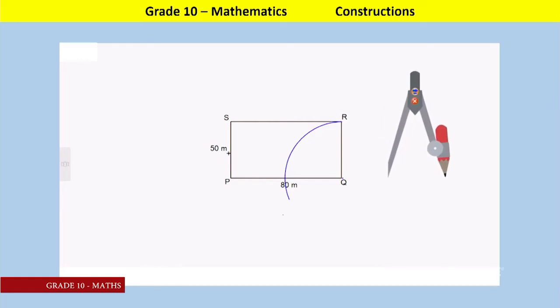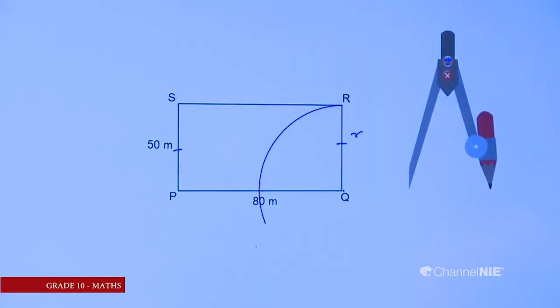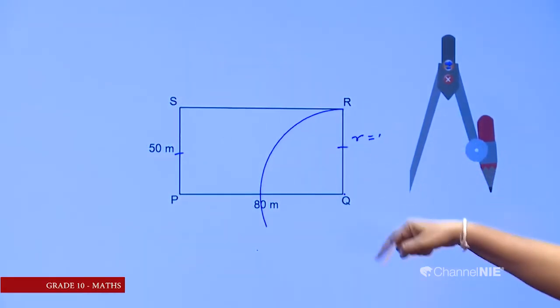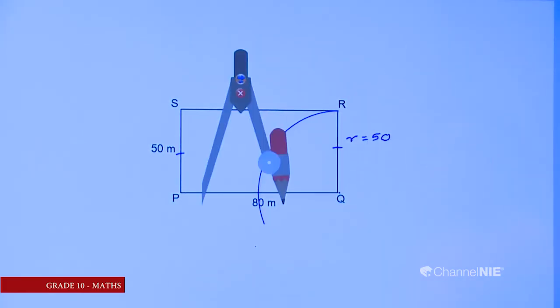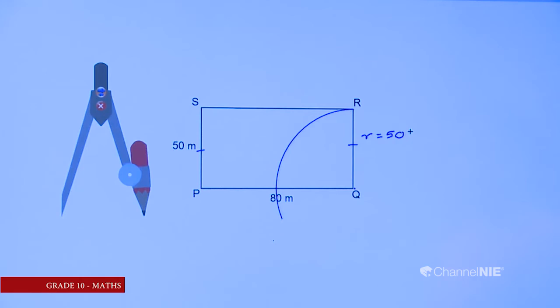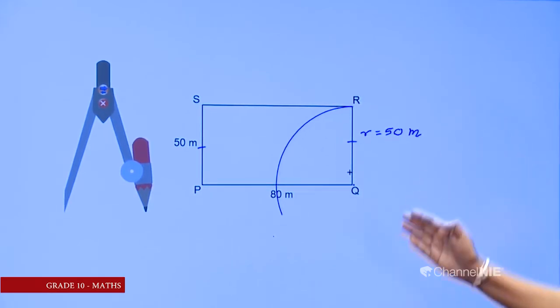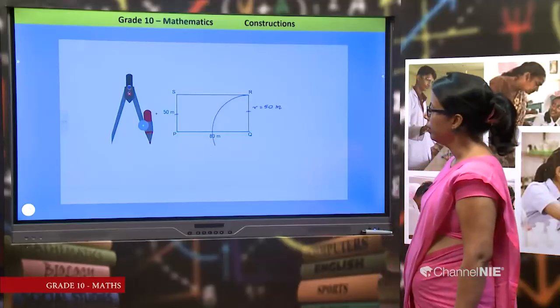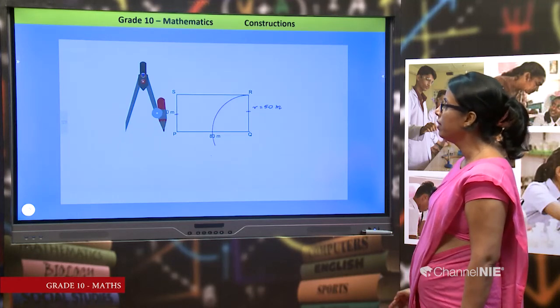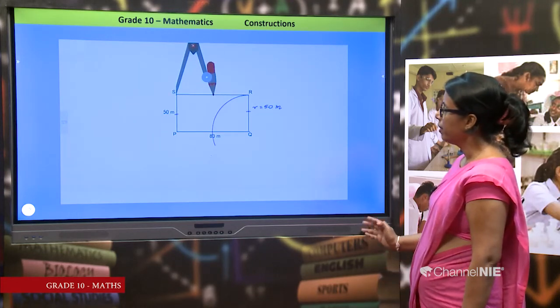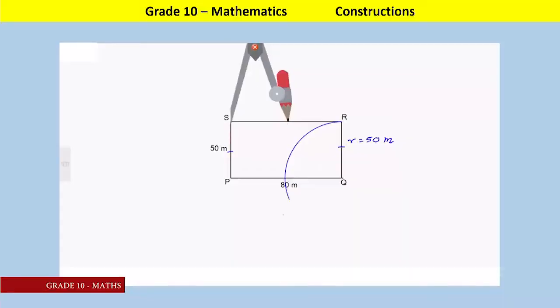So, take the point Q as a center. You can draw a whole circle or an arc. That is the first condition given. Now, the second condition says the treasure is located equidistant to RS as well as PS.